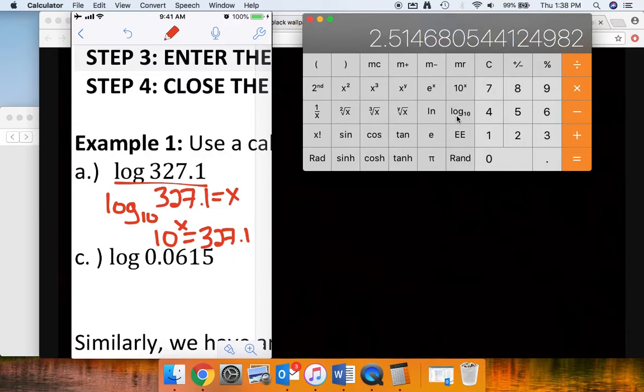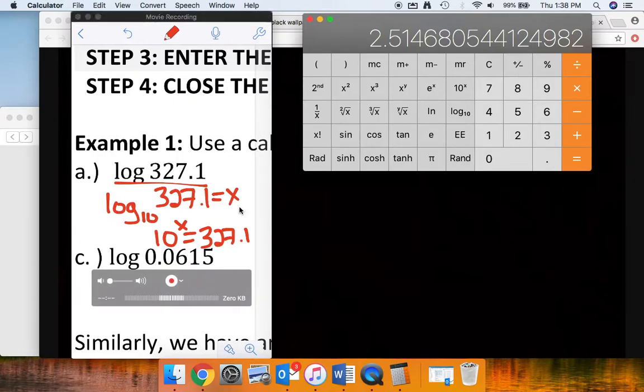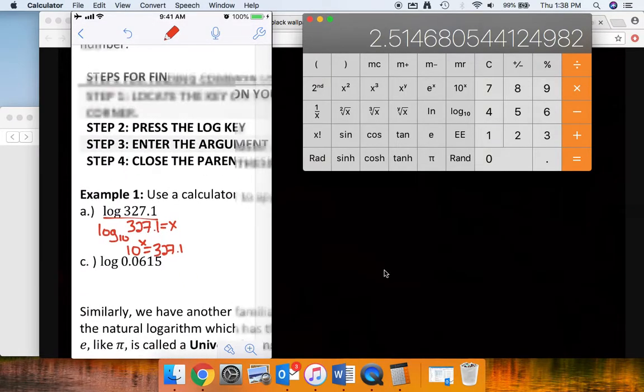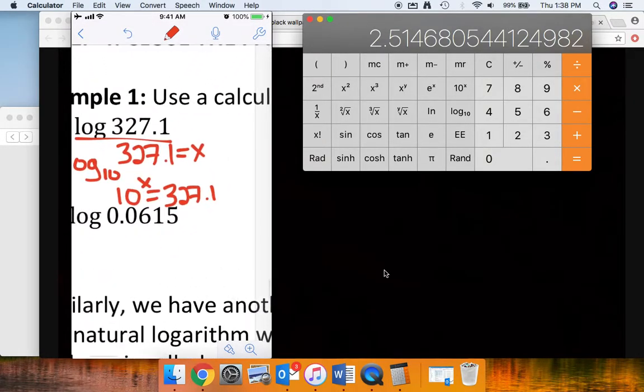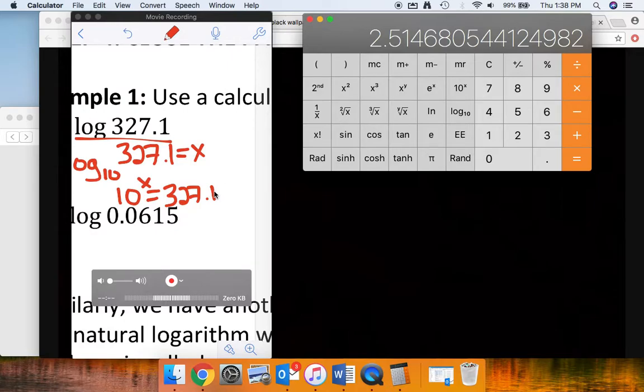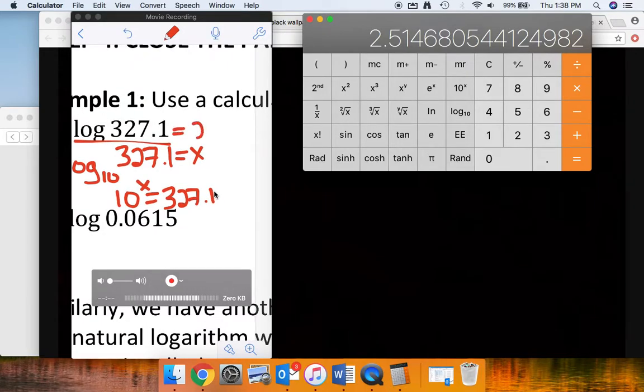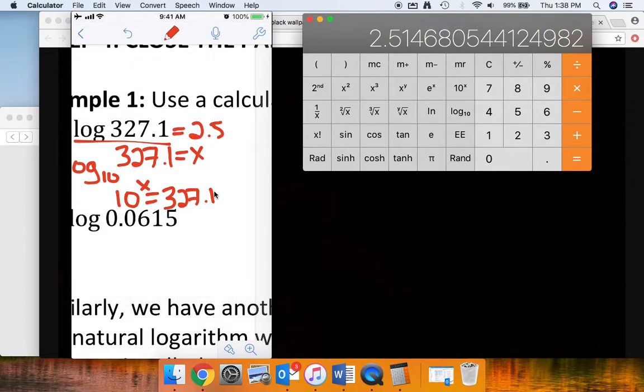Sometimes it has you go backwards. For other calculators, like the TI-83s, it actually has you enter it within the parentheses. You hit log first, and then you close the parentheses. Those are the instructions written up here. But in either case, it looks like this is equal to 2.514. We're going to round it off to 2.515.